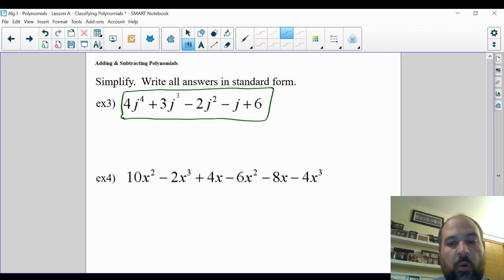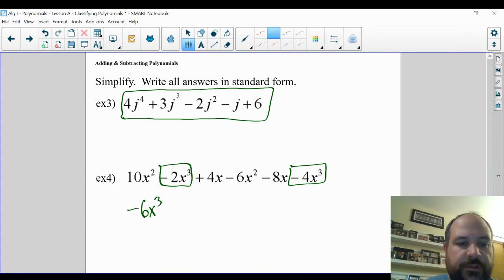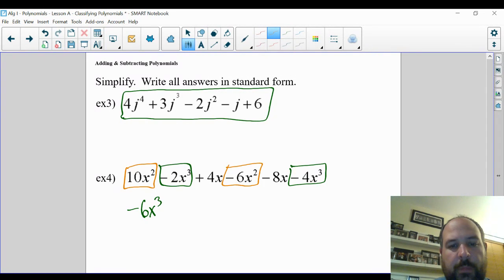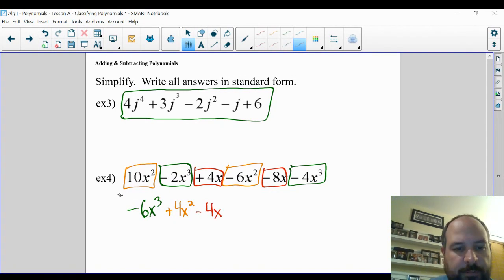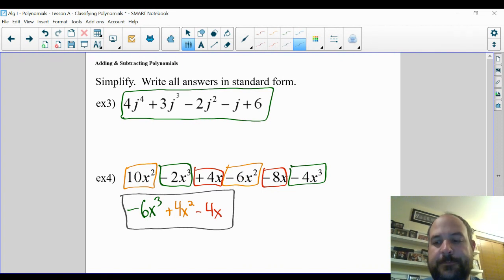If you look at number 4, again, we start with the largest exponent terms, the negative 2x cubed, negative 4x cubed. That gives me negative 6x cubed. Then I go to the 10x squared and the negative 6x squared. When I combine those, I get a positive 4x squared. And finally, for my last term, I'm going to have the 4x and the negative 8x. That's going to give me minus 4x. So there's my simplified answer. Negative 6x cubed plus 4x squared minus 4x.